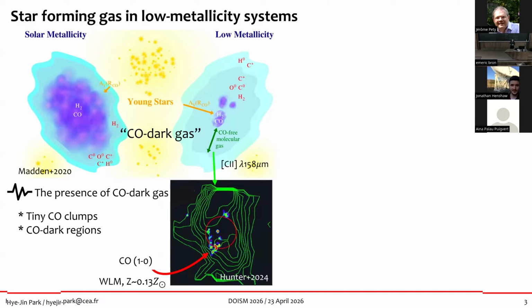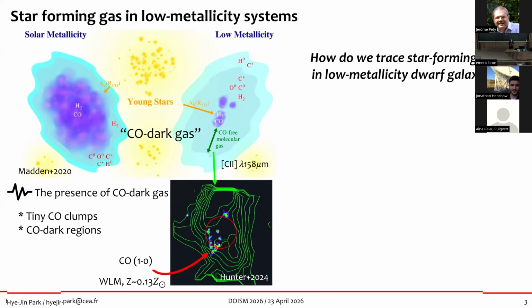And it's been also seen in observation. WLM is one of the nearby dwarf galaxies, and the [CII] line, which traces the medium, the cloud, I would say. And then the CO detection is done, but they're very, very tiny. And then we can see the CO-dark regions exist in this galaxy. Then this brings us a question: how do we trace star-forming gas in low metallicity dwarf galaxies?